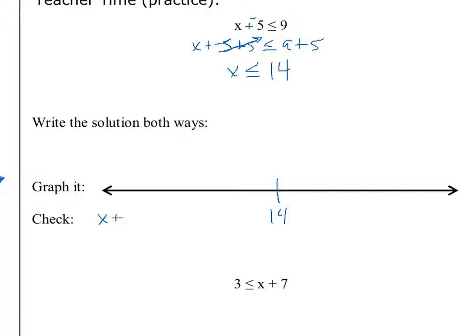So she's coming back to the original inequality. She's plugging in 14 for x. And we know in the first check, if our starting point's right, these are actually going to come out as equal. 14 plus -5 is 9. So that is indeed our starting point. Now, is this open or closed? Closed.